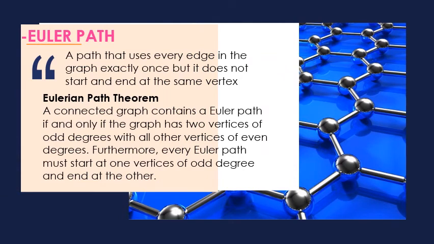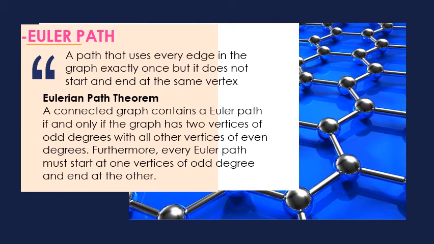Next one, we have the Euler path. Euler path, a path that uses every edge in the graph exactly once, but it does not start and end with the same vertex. So, ang kinalain sang Euler path kay Euler circuit, ang Euler circuit starts and ends with the same vertex. Euler path, makompleto naman maagyan ang tanan nga edges, pero wala siya start and end with the same vertex.